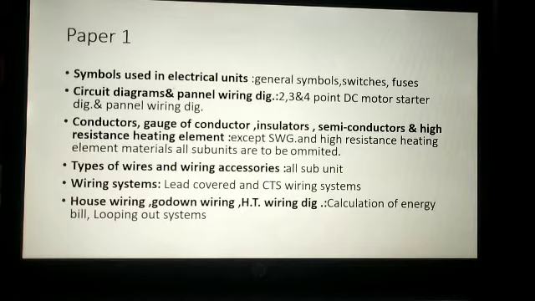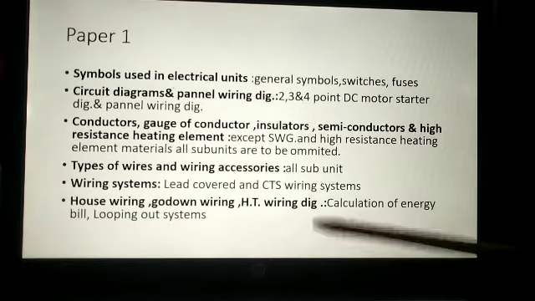From the wiring system, page number 36. Just refer to your textbook. You can take a screenshot of that. So everything is there, just lead covered and CTS wiring system, that is deleted or reduced. Everything else is there. Next, house wiring, go down wiring, from that chapter, that is chapter number 7.